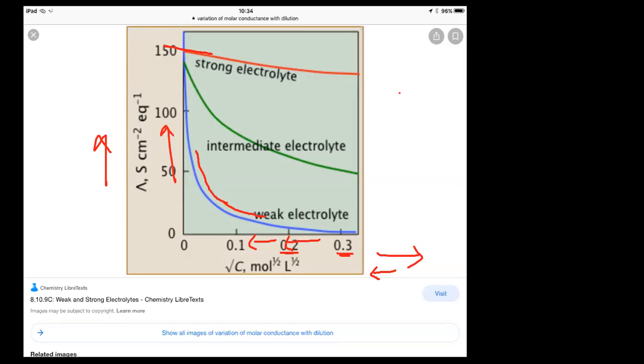And when it starts running parallel, it becomes difficult to measure the conductance offered by a weak electrolyte at infinite dilution. We can easily find it out for a strong electrolyte, and we can easily find it out for the intermediate electrolyte, because on extrapolating the graph, they do go and meet or cross the equivalent conductance axis.